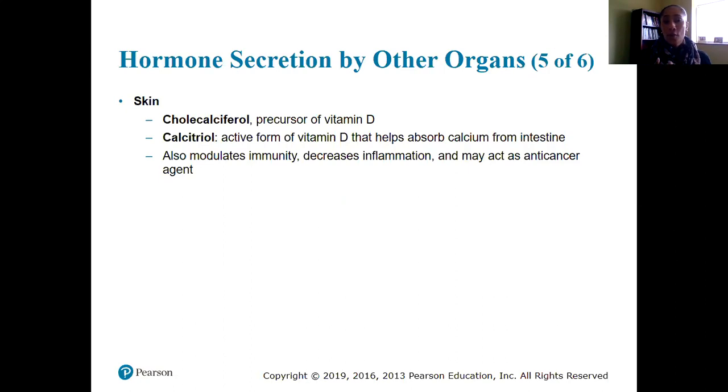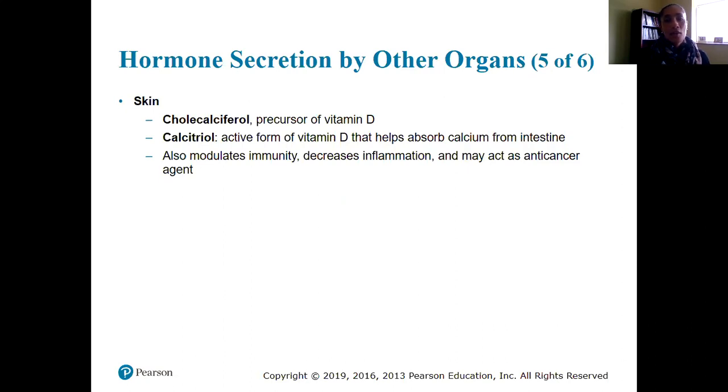Calcitriol is an active form of vitamin D that will help to absorb calcium from the intestines. So when the parathyroid gland releases the parathyroid hormone, one of the ways that we can increase calcium is by absorbing calcium from our intestines. Well, what happens is the parathyroid hormone will target the kidneys, like we mentioned before, and cause the kidneys to make calcitriol. And then calcitriol, which is an active form of vitamin D, will help to absorb more calcium from our intestines so that we can increase blood calcium levels.